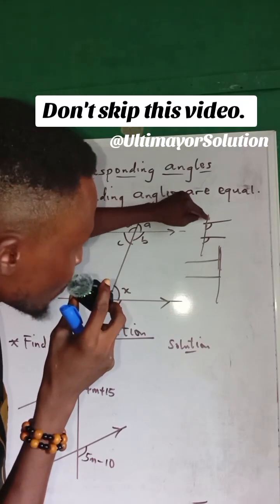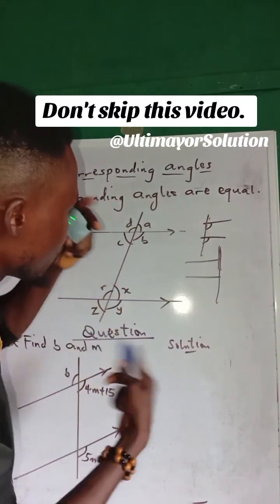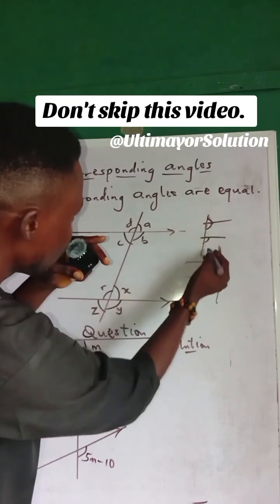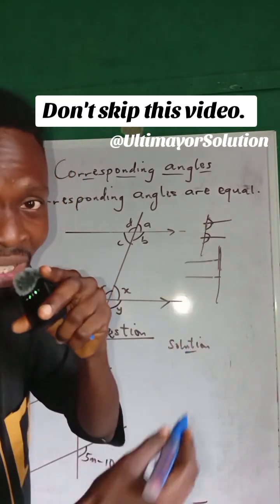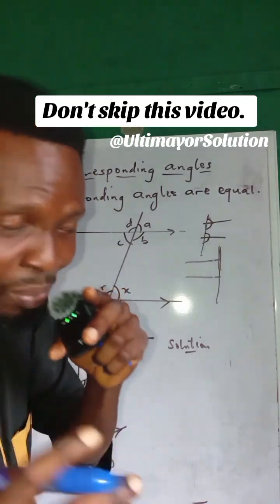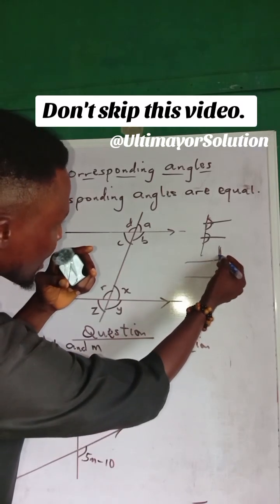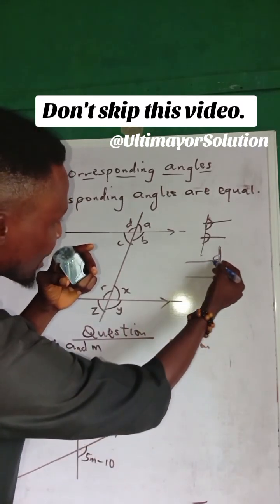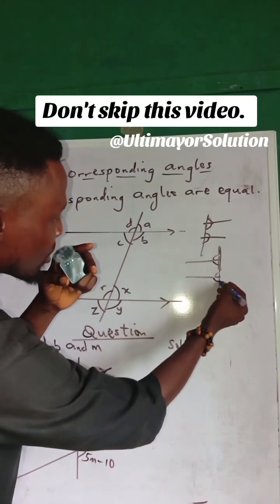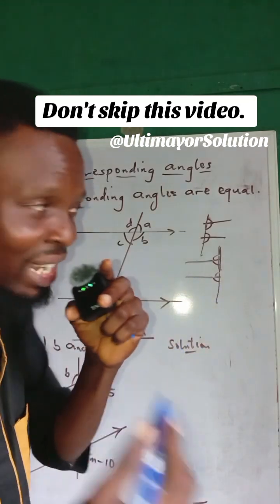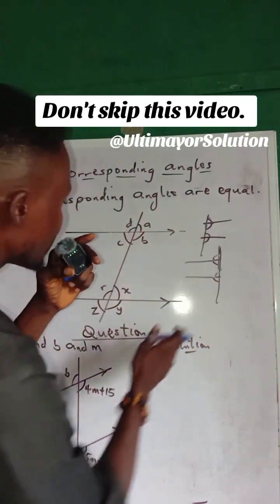So the angle that is on top of this horizontal line here, and the angle on this horizontal line also, they are equal. That is corresponding angle. Same thing with this one also. The angles on top of this line are equal. The angles under this horizontal line are also equal.